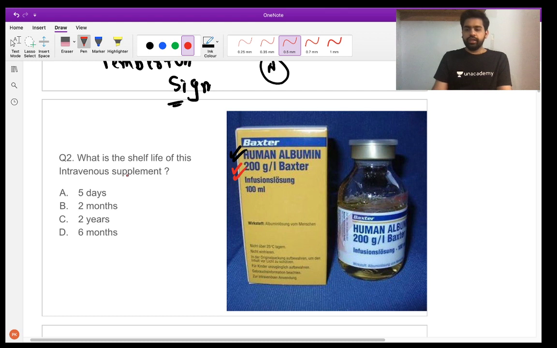Okay, well, understand, the answer to this particular question is 2 years. No, it's 2 years, Danish. It's not 6 months, it's 2 years. So what happens? This particular thing, human albumin, can be stored for 2 years.